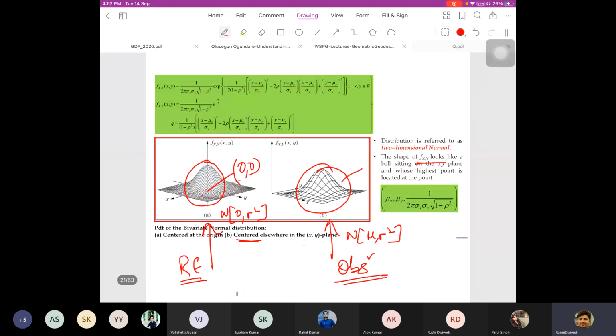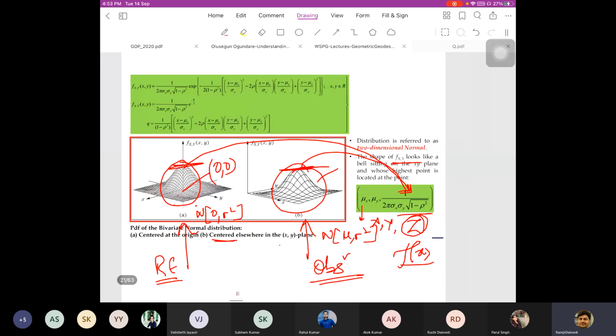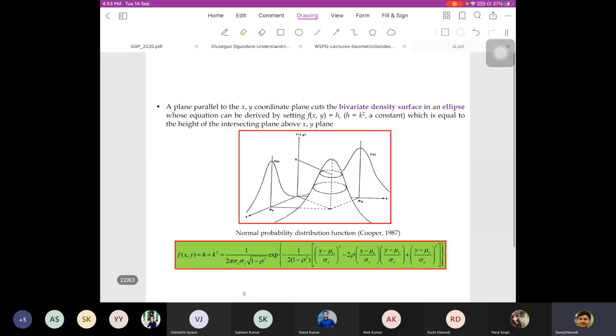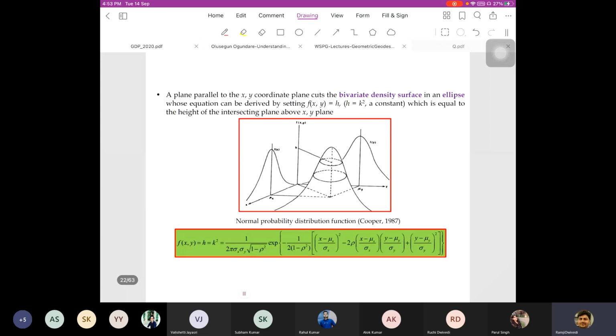Okay, so the shape of f(x,y) looks like a bell sitting on the xy plane, whose highest point is nothing but mu x, mu y, because the two coordinates are x and y, and this is your z dimension, or you could call it the f(x,y) dimension, the value at the top. So this top value is defined by this. I hope it is clear. So now here come three different possibilities of what we are doing. Planes.